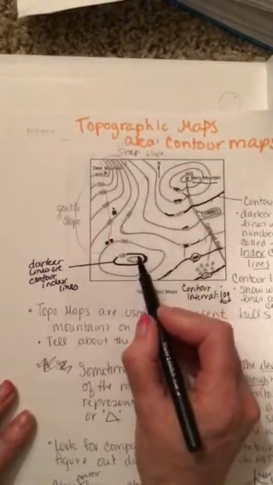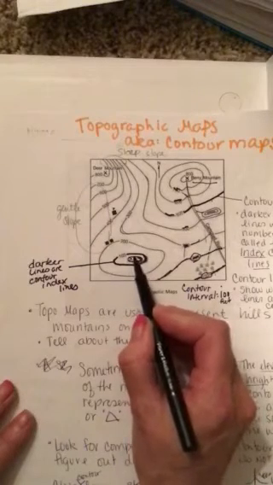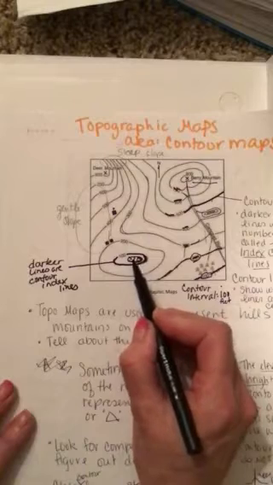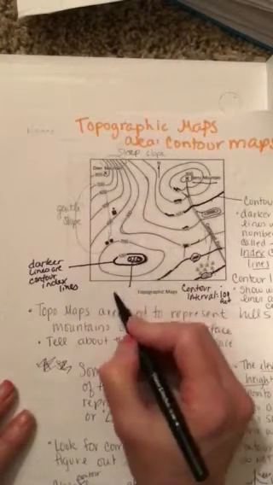This right here is a different type of line. This shows a contour line with little hatchet marks on it going towards the inside. This represents a depression.